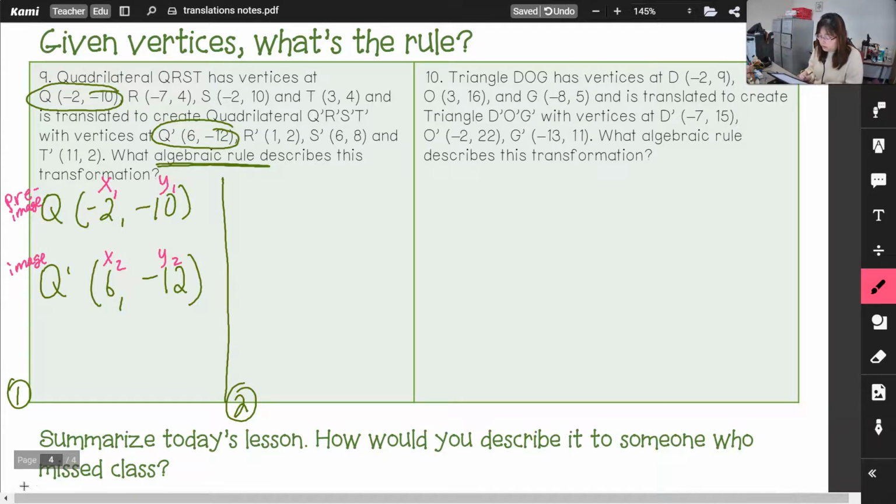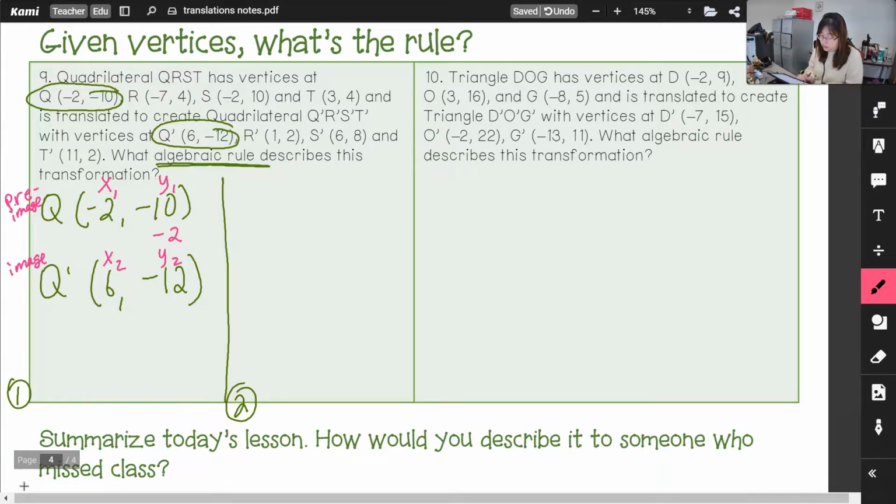Okay, so if you're good at spotting patterns, you might notice y1 is -10, y2 is -12. It's becoming more negative. So that means that you have to subtract from -10 to get -12. In this case, we actually subtract 2. Because -10 minus 2 gets you -12. So that shows you that part of the rule, the y half of the rule, is going to be y minus 2.